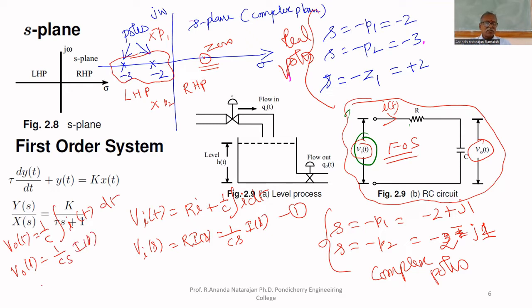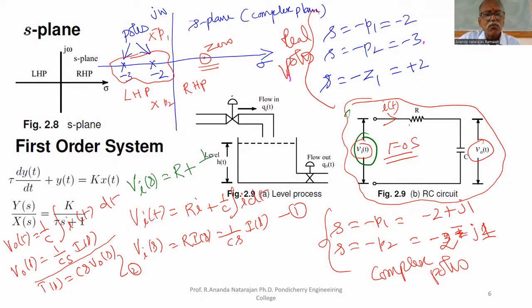From this you can find I of S equals CS V naught of S. Let it be the second equation. Substitute the value of I of S from the second equation into the first equation. What you will get is Vi of S equals R plus 1 upon CS, multiplied by I of S which equals CS V naught of S. If you simplify this, what will you get?